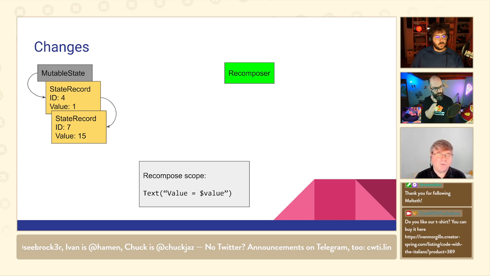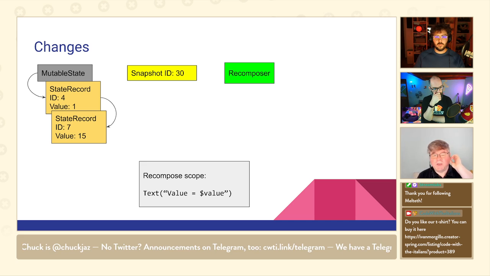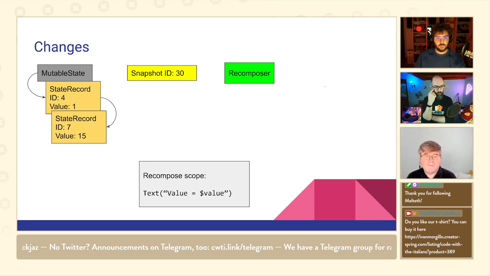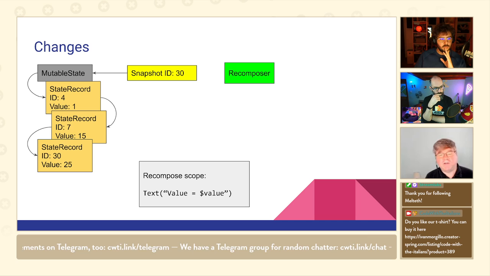This is the 1 in 15 value. So let's go to the next thing. What happens is we start in snapshot 30, we're just going to make a change. So we make this change, hit the next part of the animation. Then a state record gets added to the list of mutable state records, with the ID 30, saying, okay, this is the valid value for 30.